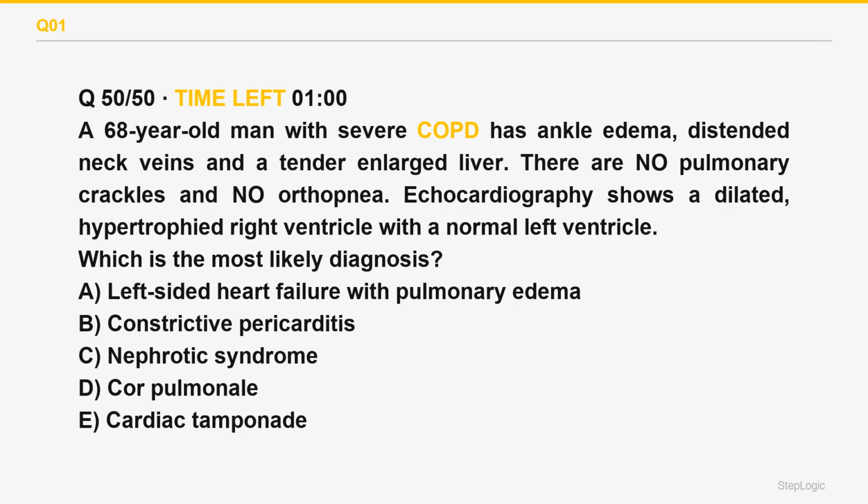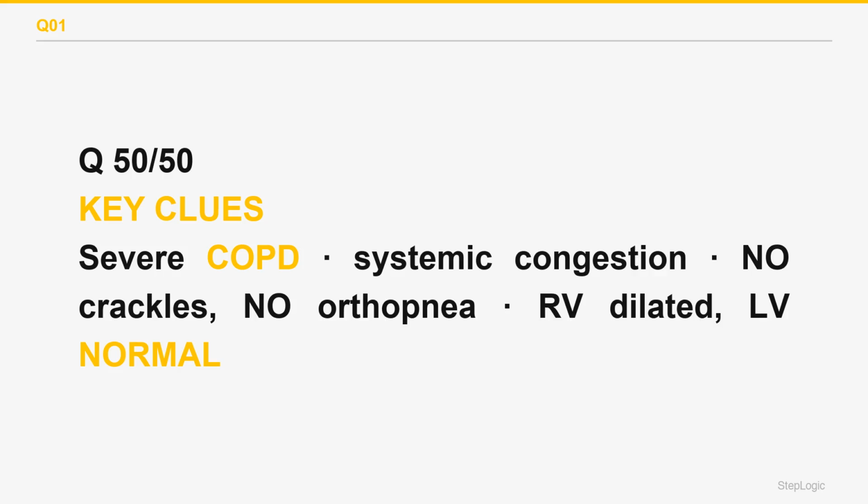Right and left heart failure produce congestion in different places, and here the lungs are conspicuously clear. The rule is simple and reliable. The failing ventricle backs up into whatever drains into it. Left heart failure backs up into the pulmonary veins, producing crackles, orthopnea, and paroxysmal nocturnal dyspnea. Right heart failure backs up into the systemic veins, producing distended neck veins, hepatic congestion with tenderness, and peripheral edema.